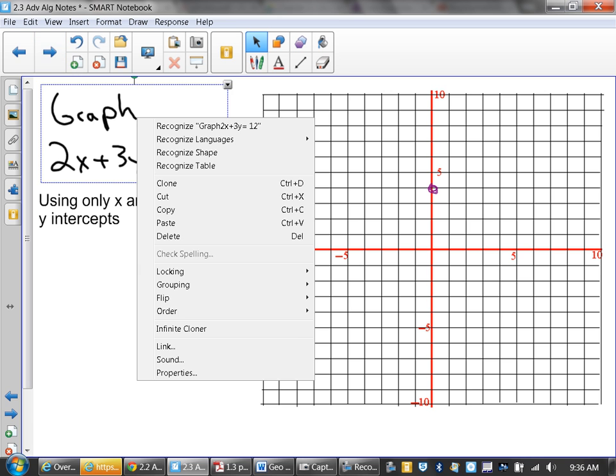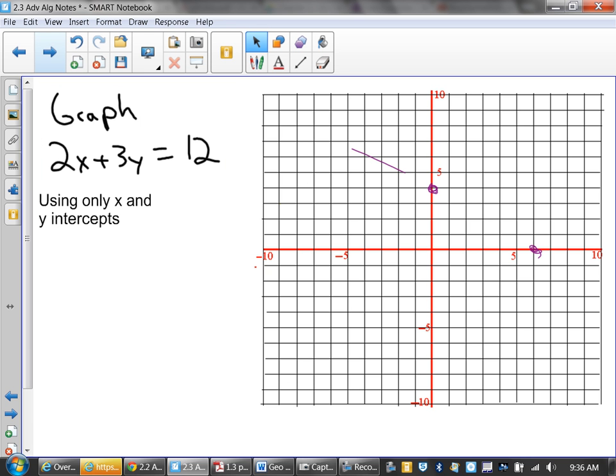What's your x-intercept? 6. There's your line. Done. That's it. You don't have to put it in slope-intercept form to solve that. Graphing via your x and y intercepts when you're written in standard form is awesome.